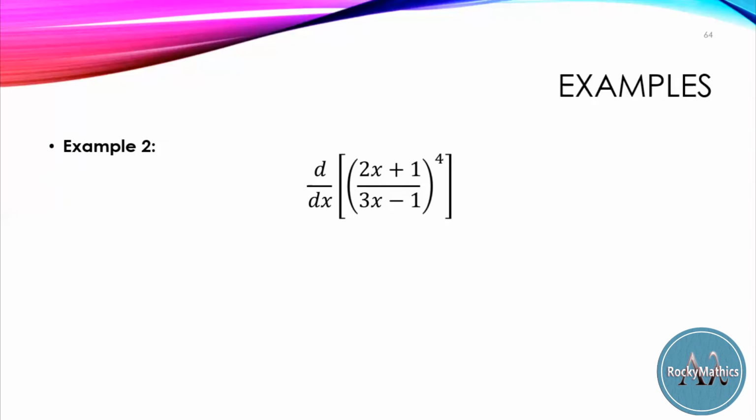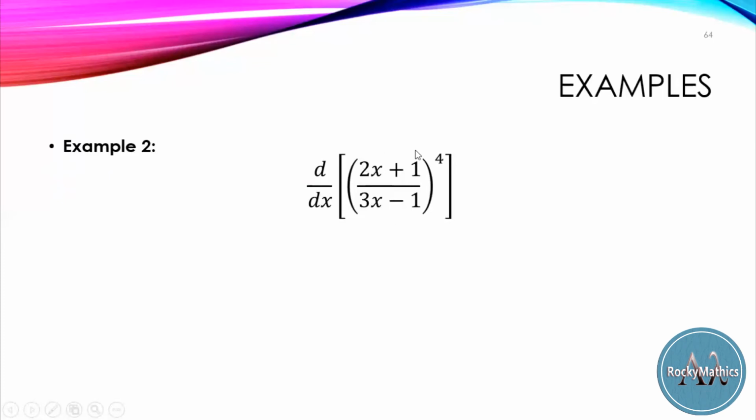So in this example, we are asked to find the derivative of this expression, that is the quantity of 2x plus 1 over 3x minus 1 raised to 4. Can we use chain rule here? Yes, we can use chain rule because we have a function of another function.